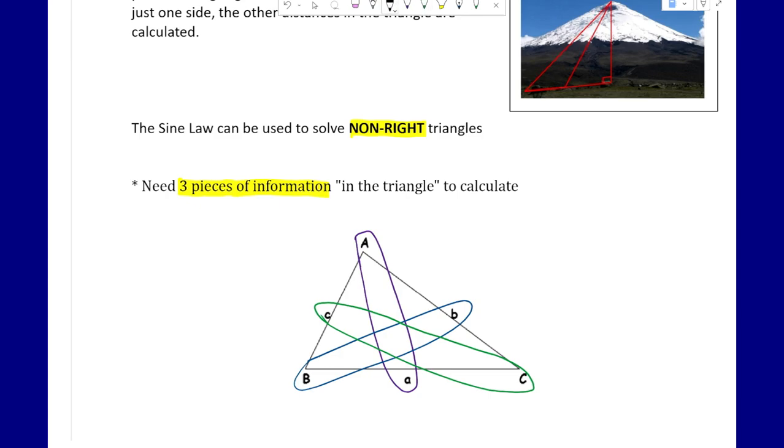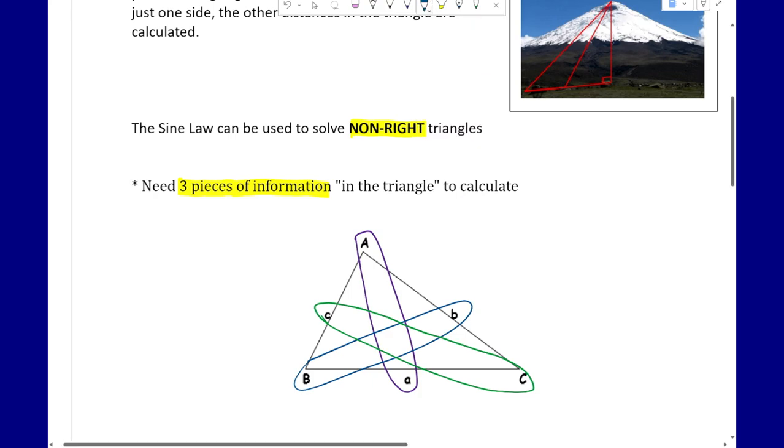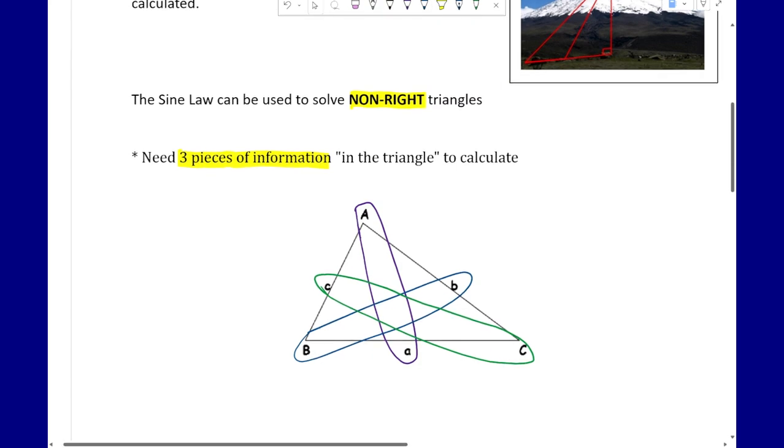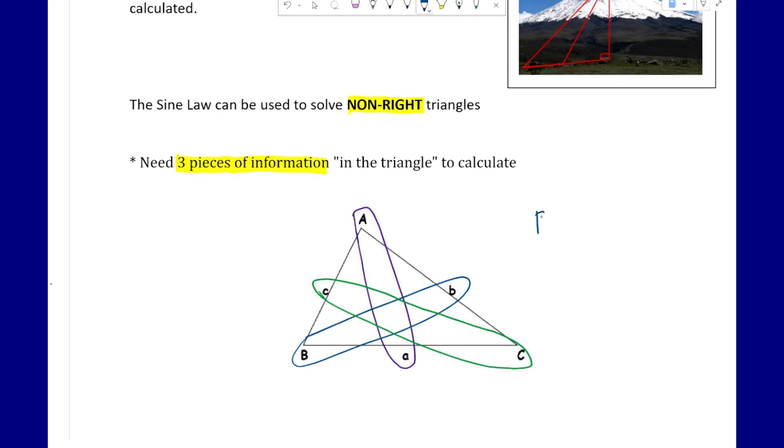And what we want is a full pair. So we want an angle and its complementary side, and half a pair. So that means either the angle or a side of another one. And we'll look at an example of what we mean by that when we go in and look at the different scenarios. But we want a full pair and a half pair.